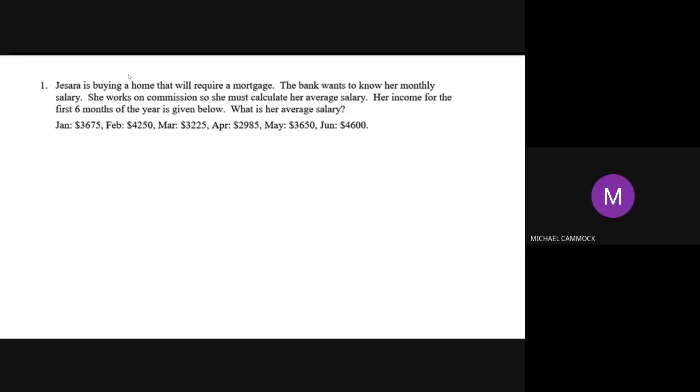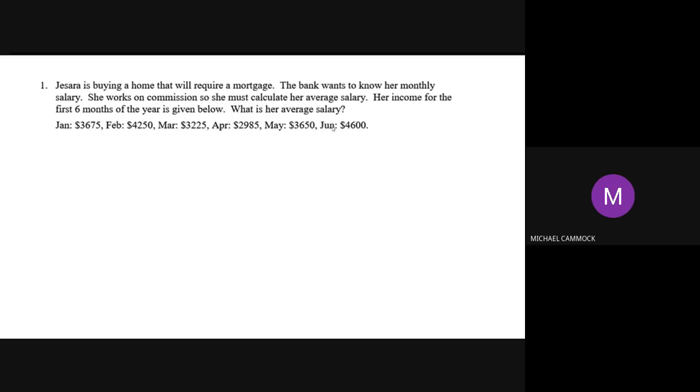So this person doesn't have a regular salary that you can say it's going to be this amount every month. It varies based on her sales. So when this person looked at her commission over the last 6 months, and banks tend to do this, they want to know not what you earned just the last month, but because you're on commission and they know that your income will vary, they're going to go back and look at a trend of a couple of months. So in this case, Jasara earned 3,675 in January, and you can see all the other figures here. They vary. Some are up, some are down. So this is 6 months' worth of salary.